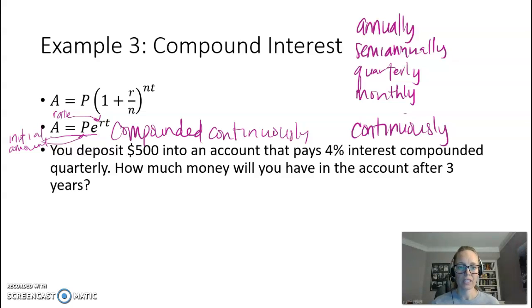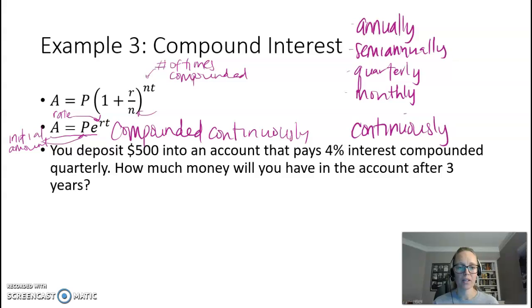In this top formula here, where we're compounding in different ways, you'll notice that really the biggest difference is this N. And the N is the number of times that it's compounded. Okay, so if interest is compounded monthly, then we would plug in 12 for N. If it's compounded quarterly, then we would plug in 4 for N.